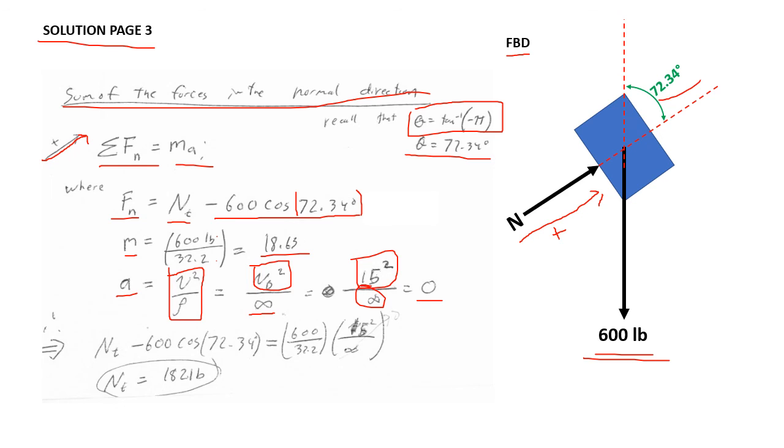So now we can go back up to our equation of motion here to solve for our Nt, and we have that summation of forces in the n is equal to mass times acceleration. So our summation of forces in the n are right here, which is our Nt minus 600 times the cosine of 72.3 is equal to our mass, which is weight divided by gravity, times our acceleration, which was 15 squared divided by infinity, which ends up going to 0 here. So this whole side becomes 0 over here now. So we're just left with the fact that Nt minus 600 times the cosine of 72.34 is equal to 0, or Nt is equal to 182 pounds.